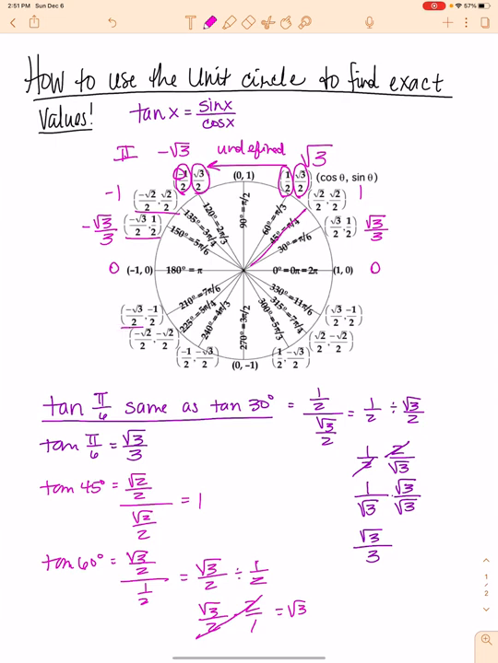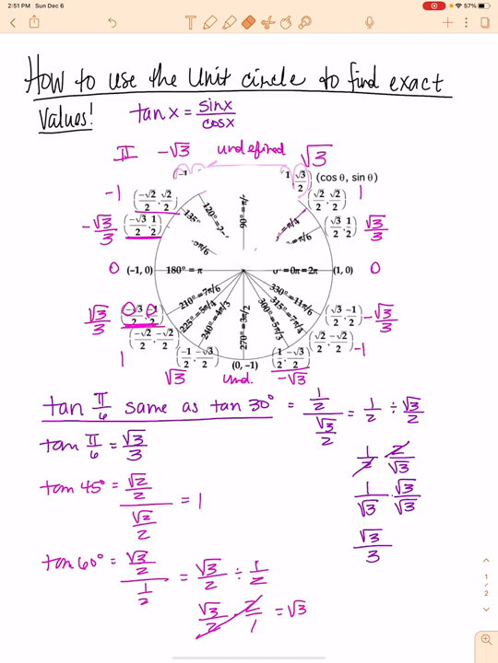And then down here, again, these values are going to reflect. So this value is going to be here, and I've got a negative divided by a negative now, so it becomes positive radical 3 over 3. This is positive 1. This is positive radical 3. This is undefined again. This value, again, negative radical 3, negative 1, negative radical 3 over 3. So those are all of my tangent values all the way around the circle.